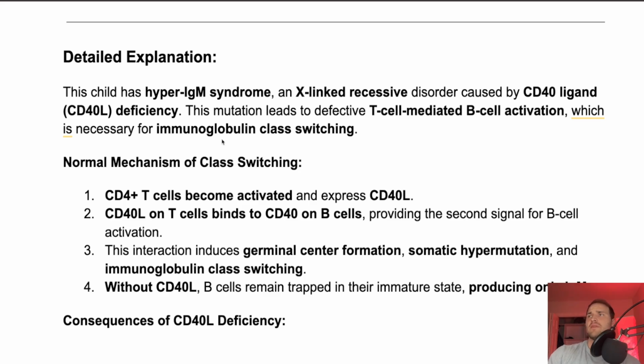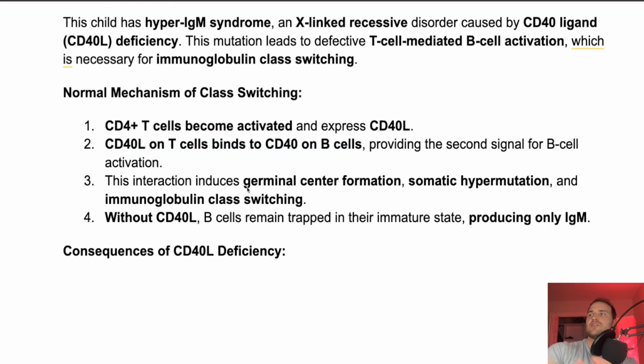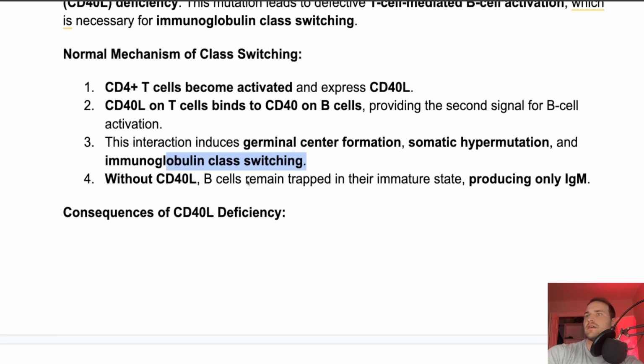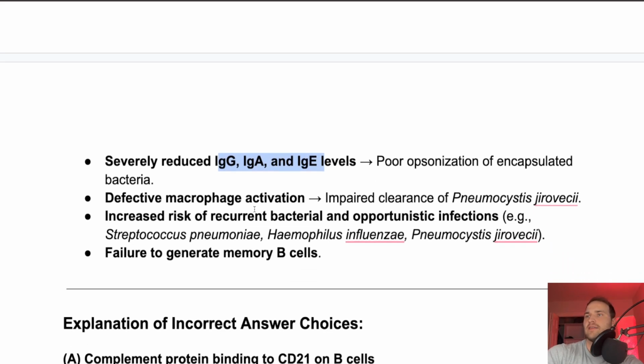If you have hyper IgM, it's an X-linked recessive disorder that's caused by that ligand deficiency. And the mutation causes the defective T cell mediated B cell activation. So you've got to activate those B cells. And how do you activate them? Well, you activate them through the CD40L on the T cells binding to the CD40 on the B cells. And so that induces germinal center formation, somatic hypermutation, and immunoglobulin class switching, which allows the IgM to switch over. And if you don't have that class switching, then you'll be stuck with only IgM. You won't have IgG or IgA or IgE. So that's the reason why this person has high IgM.